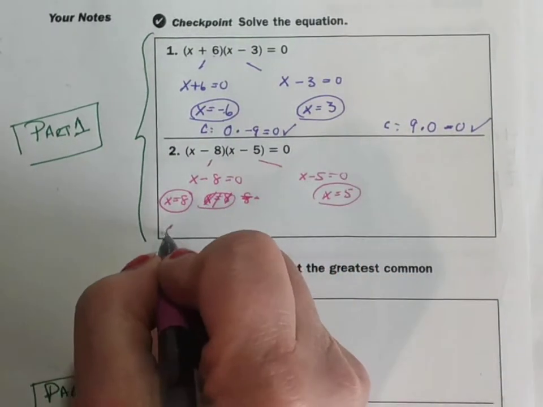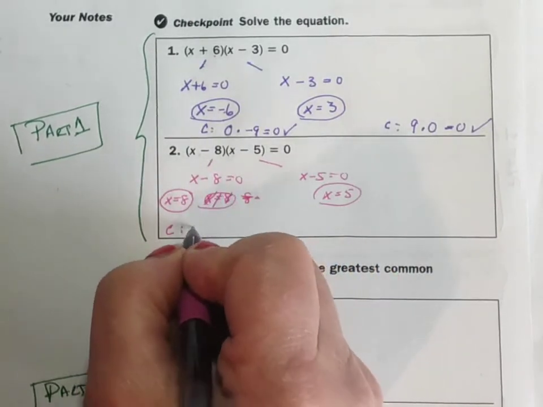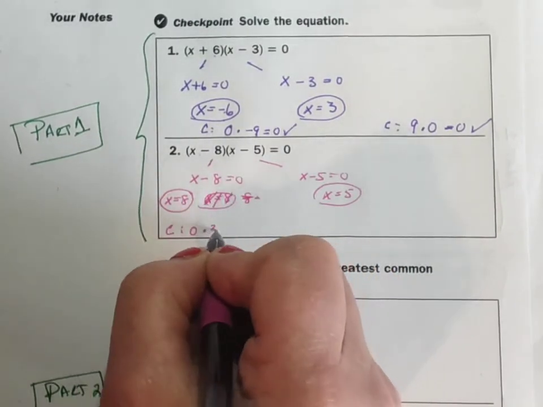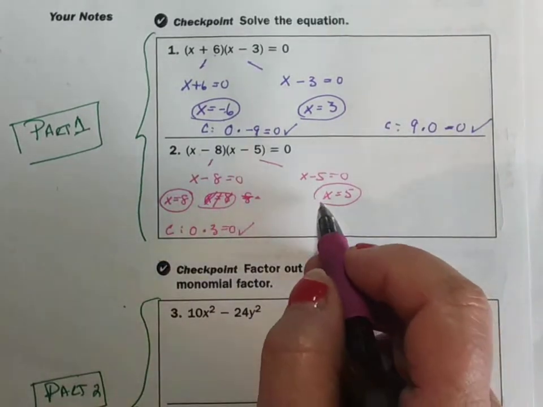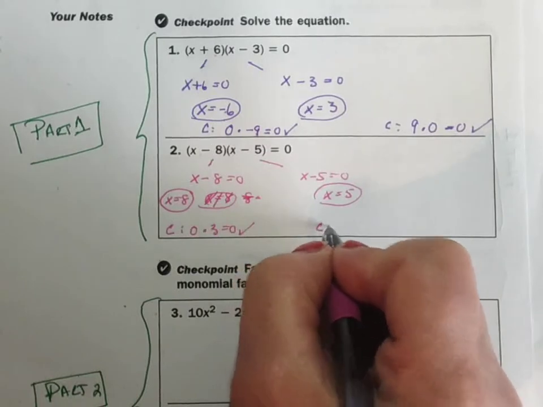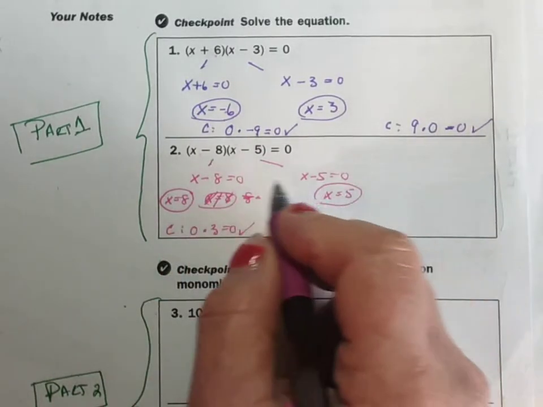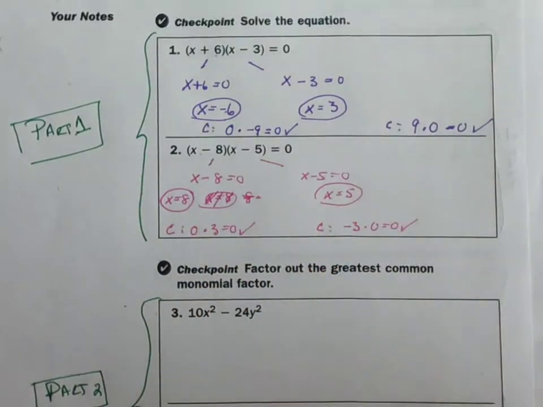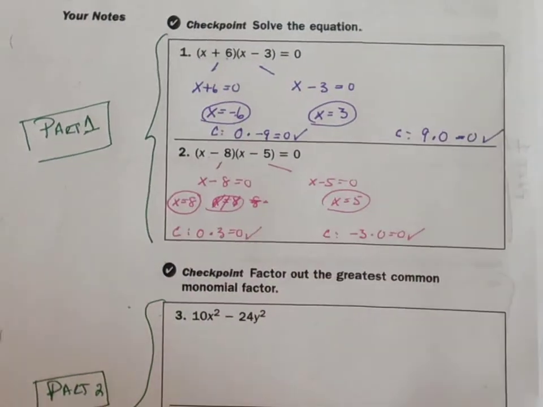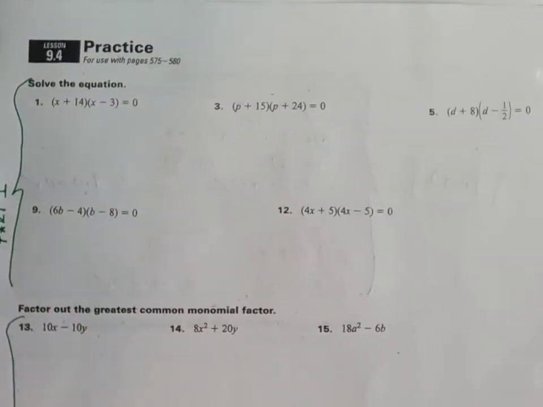And then you can see 8 minus 8, 0 times 3 equals 0. That checks. Over here, you check it. -3, 5 minus 5 times 0 equals 0. It checks. Fantastic. So on the back of this page, you've got more practice problems to do.